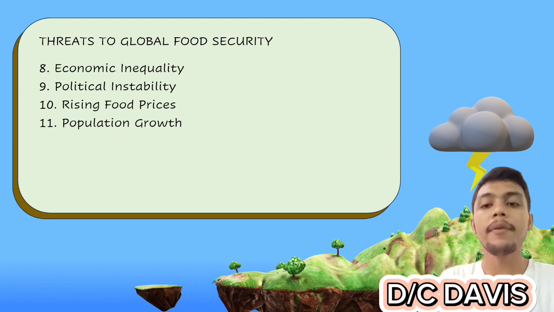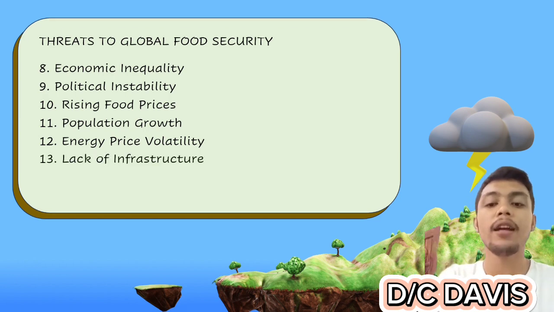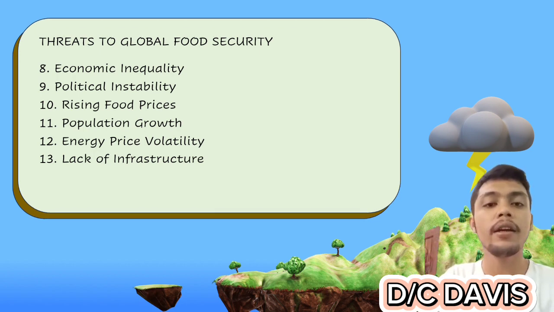And number twelve is energy price volatility. It means the prices of basic energy, natural gas, electricity, and heating oil are generally more volatile than the prices of other commodities. And the next is the lack of infrastructure. It means a lack of basic roads, highways, and other sound structures, which are required for the development of our nation in all aspects.